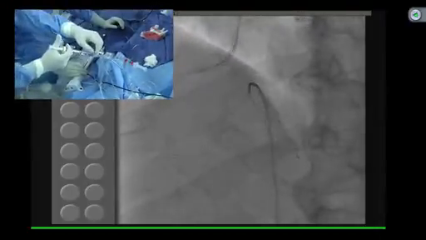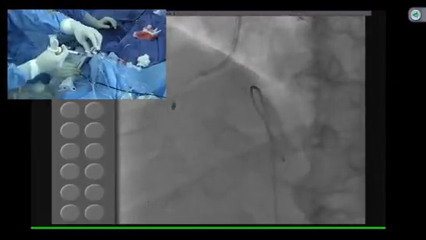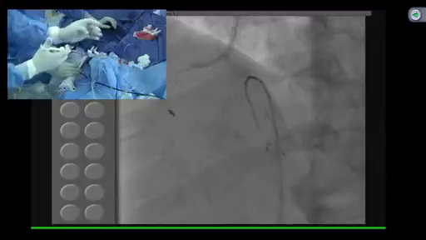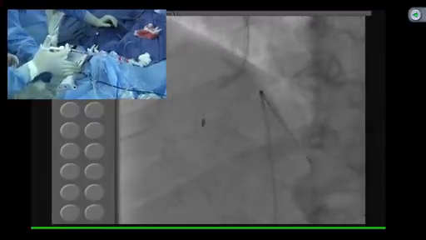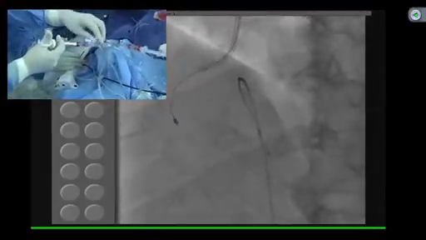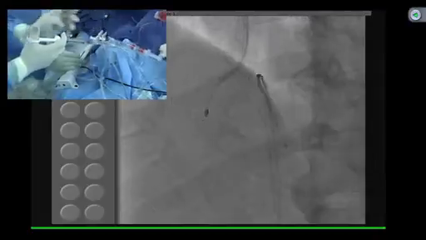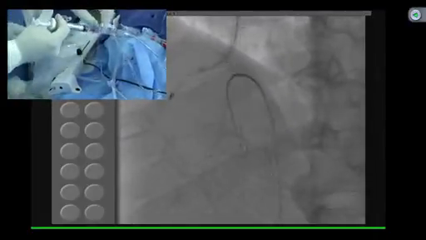The ACT is 350 with Angiomax. Slow pecking motion, go forward, pull back. Pacemaker on. Forward and pull back. Pacemaker at 60. So I think what has happened is we have been able to do the lesion in one go. Pull back and wait.